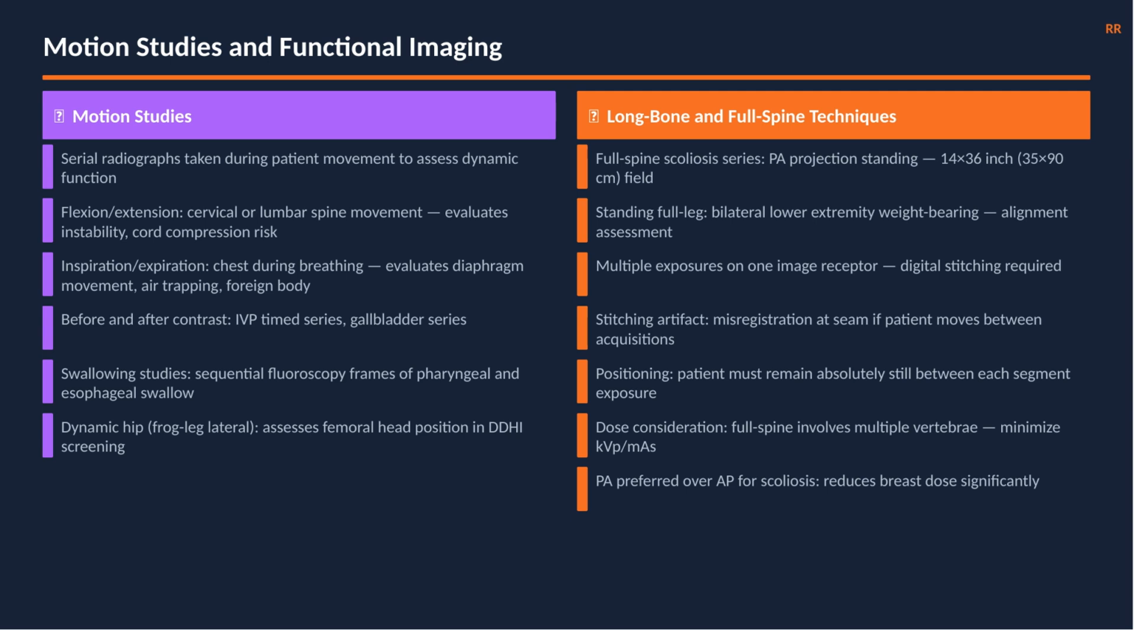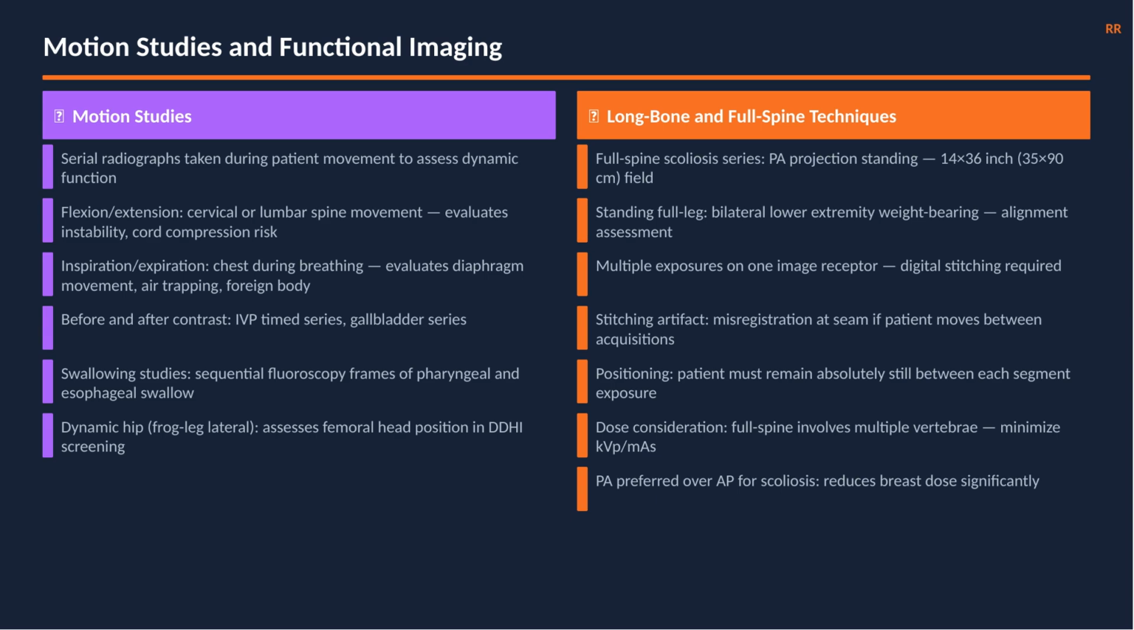Full spine and long bone studies. Full spine scoliosis series. PA projection with the patient standing using a 14 by 36-inch field, approximately 35 by 90 centimeters. PA is preferred over AP specifically to reduce breast radiation dose. The breast tissue is positioned away from beam entry.